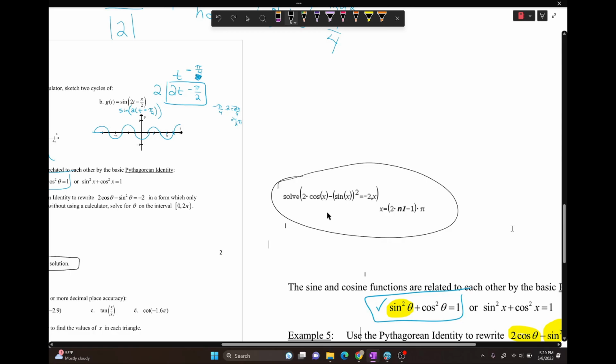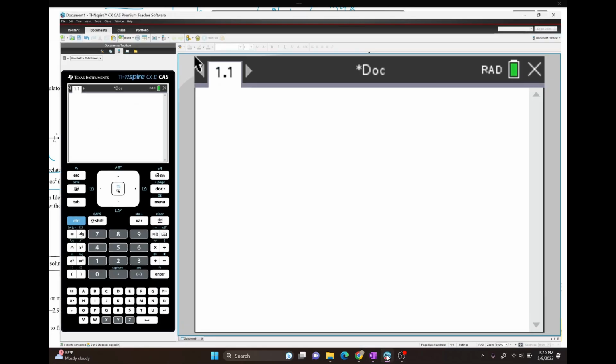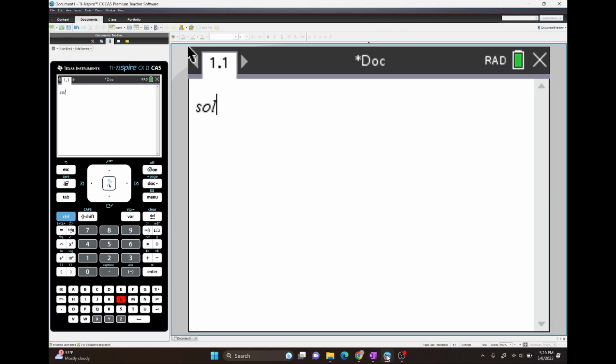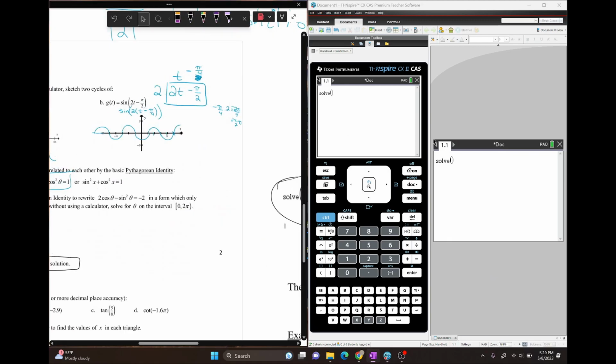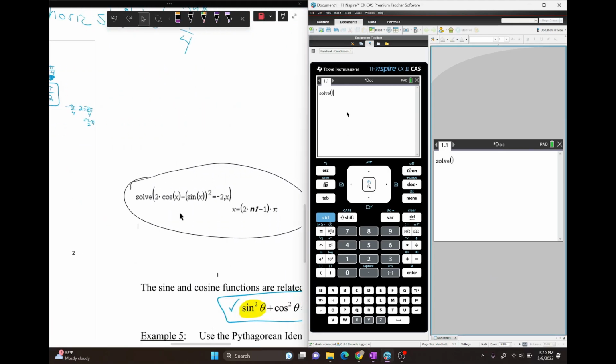Hold on a second. Let me double check and make sure that you know how to put it into the calculator. Ready? So we are doing a solve and we say, I just need to be able to see the problem when I'm doing it. Here we go. Solve, we say 2 cosine, sorry, trig button, cosine is right there, and of x, and then I have a minus, and I have a sine.